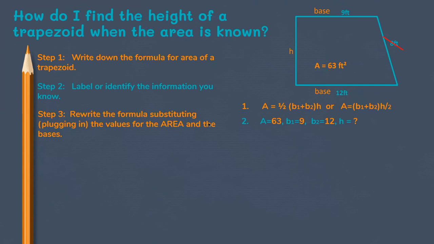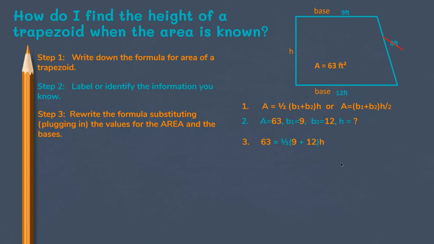All right, so rewrite the formula. This time we're going to substitute or plug in the values for the area and the bases that we already wrote down. So this is what our formula will look like now. That 63 goes in there for that A, because that's our area. The 9 goes in the place of B1. The 12 goes in the place of B2. So now I have this 63, I have 1/2 times 9 plus 12 times H.